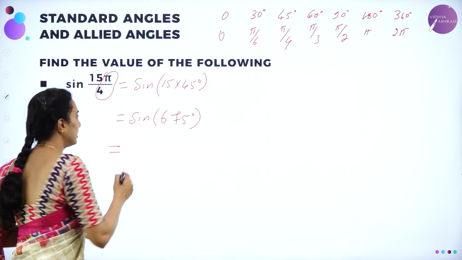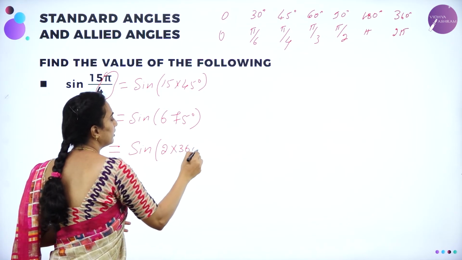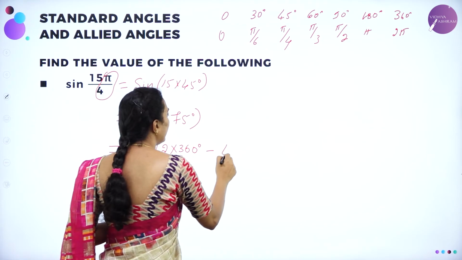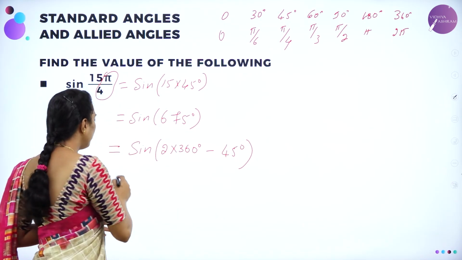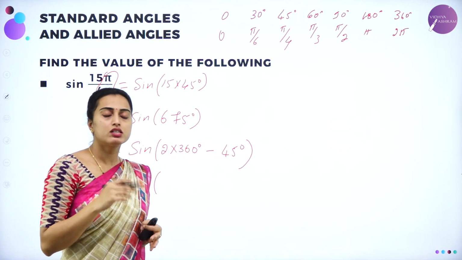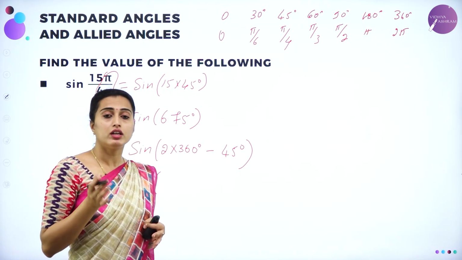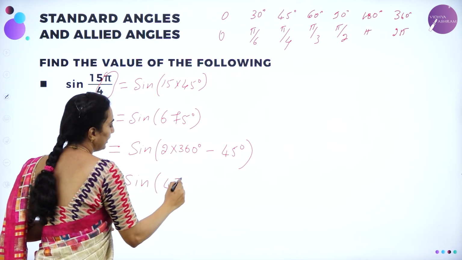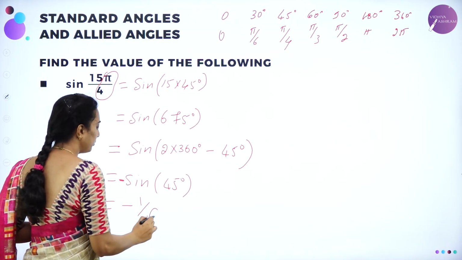So if you do it here, sine of n into 360, that is 2 into 360 degree, is 720 degree. If you minus 45 degree from 720 degree, it is giving you 675 degree. Therefore, you know already sine of n into 360 minus theta is sine theta only. 360 minus theta falls in the fourth quadrant. In the fourth quadrant, sine is negative. Sine theta, which is sine 45 degree. So, therefore, minus sine 45 degree is nothing but 1 by root 2.